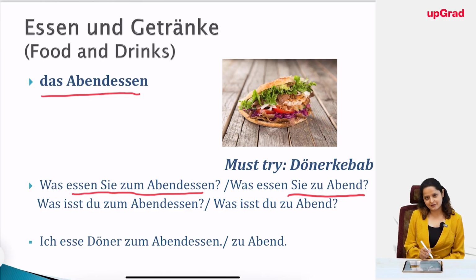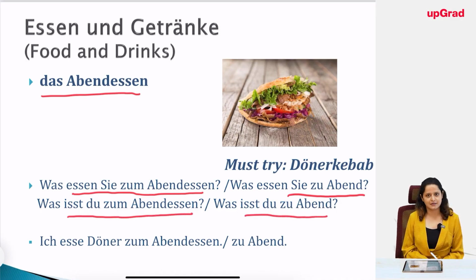The same question can also be made informally. Was isst du zum Abendessen? Or was isst du zu Abend? So the response to that can be ich esse Döner zum Abendessen or ich esse Döner zu Abend. So Döner is again a very popular food in Germany that you can try.